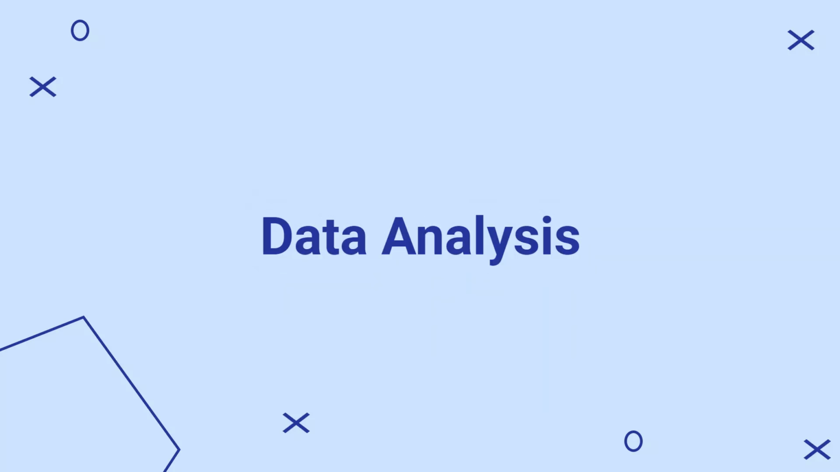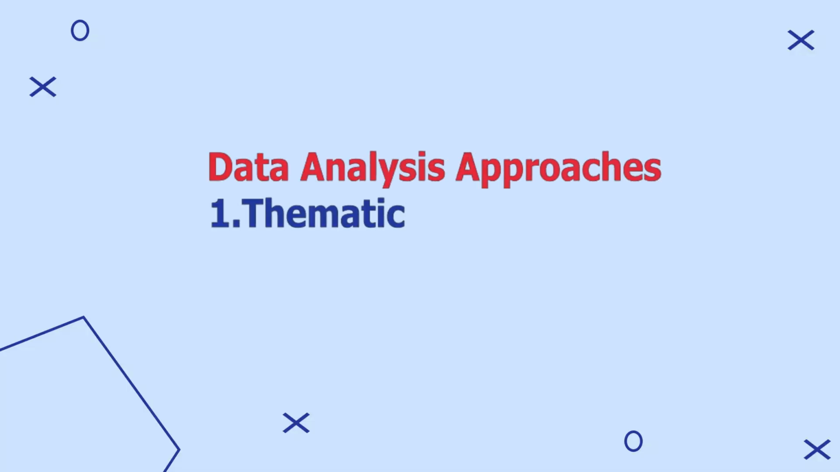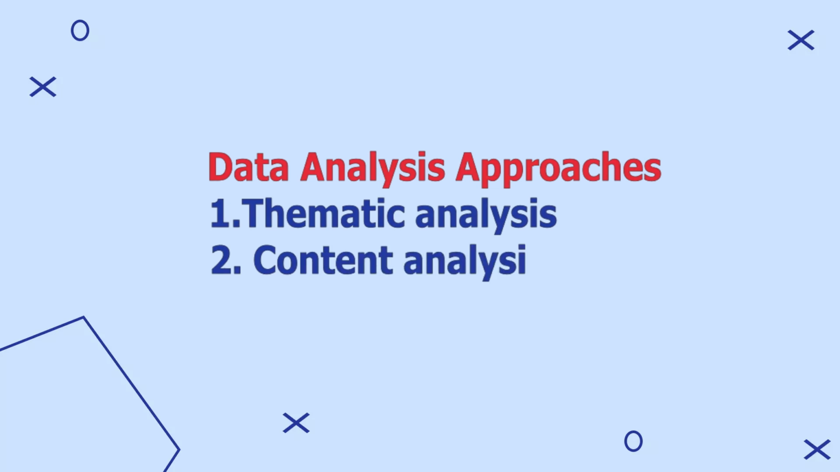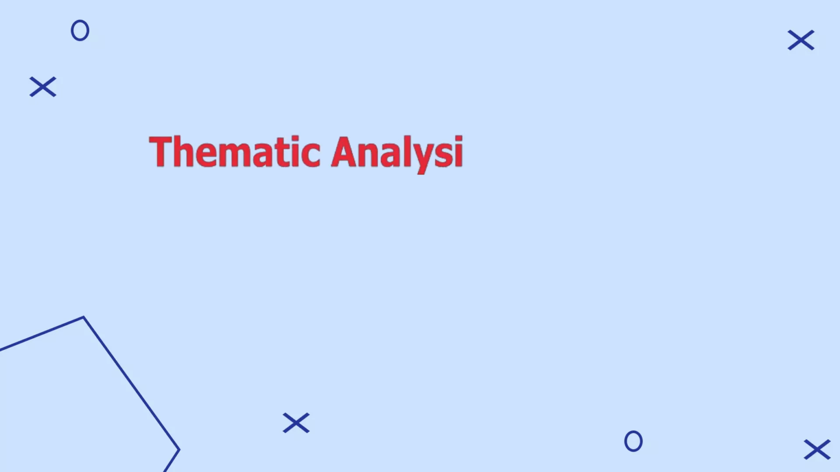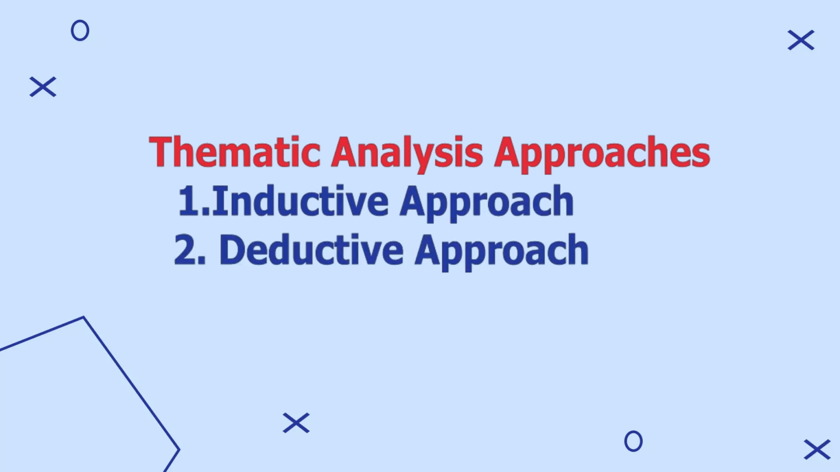Now, the second thing that we should consider in the techniques and procedures layer of the Saunders research onion is data analysis. Data analysis is very important when you are writing your methodology chapter in a qualitative study. In qualitative research, different data analysis approaches can be used, with some of the most common being thematic analysis and content analysis. Under thematic analysis, a researcher can decide to either use an inductive or a deductive approach.